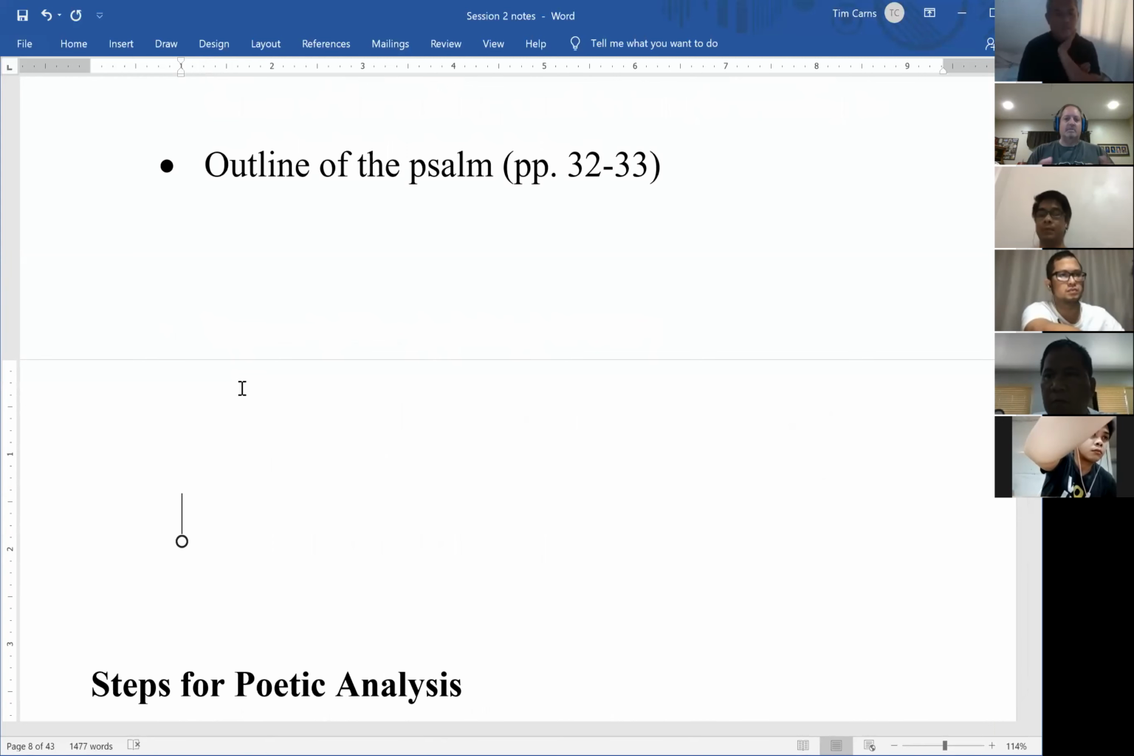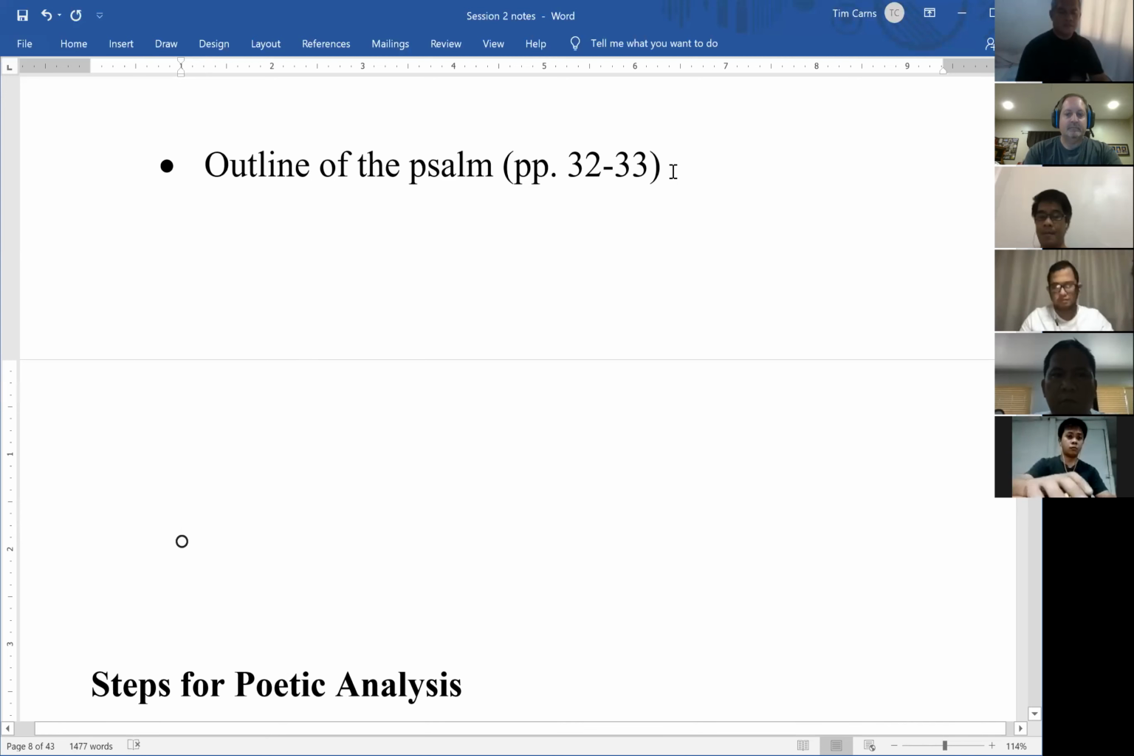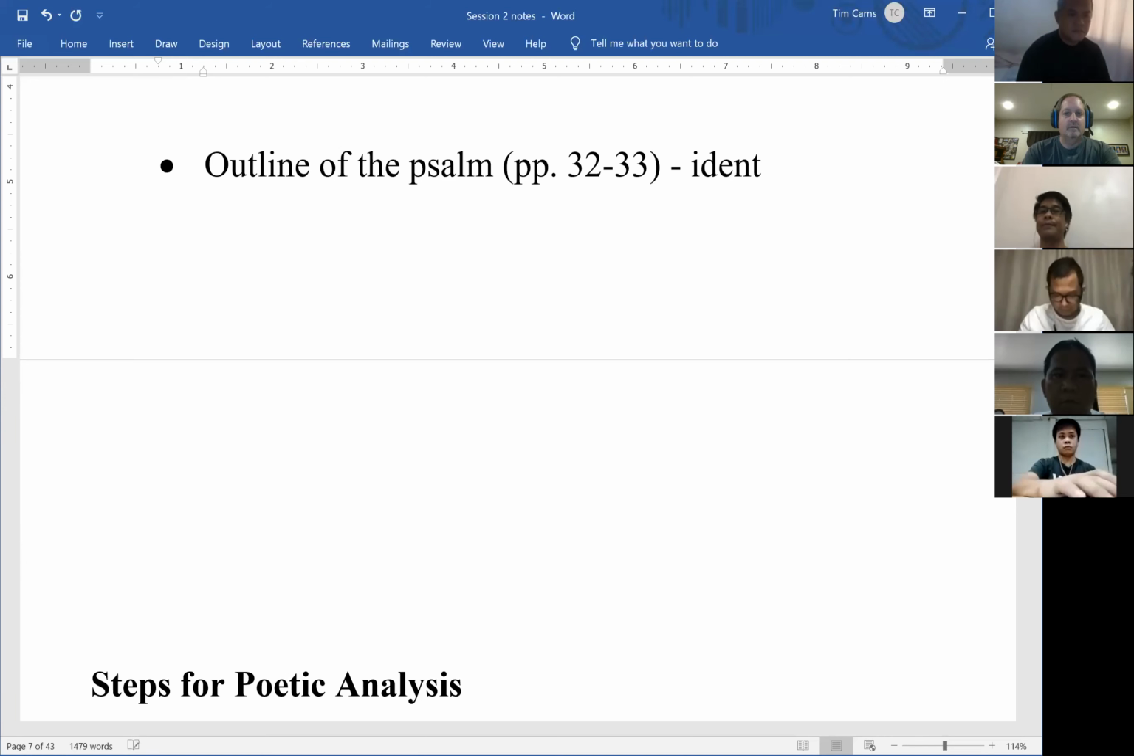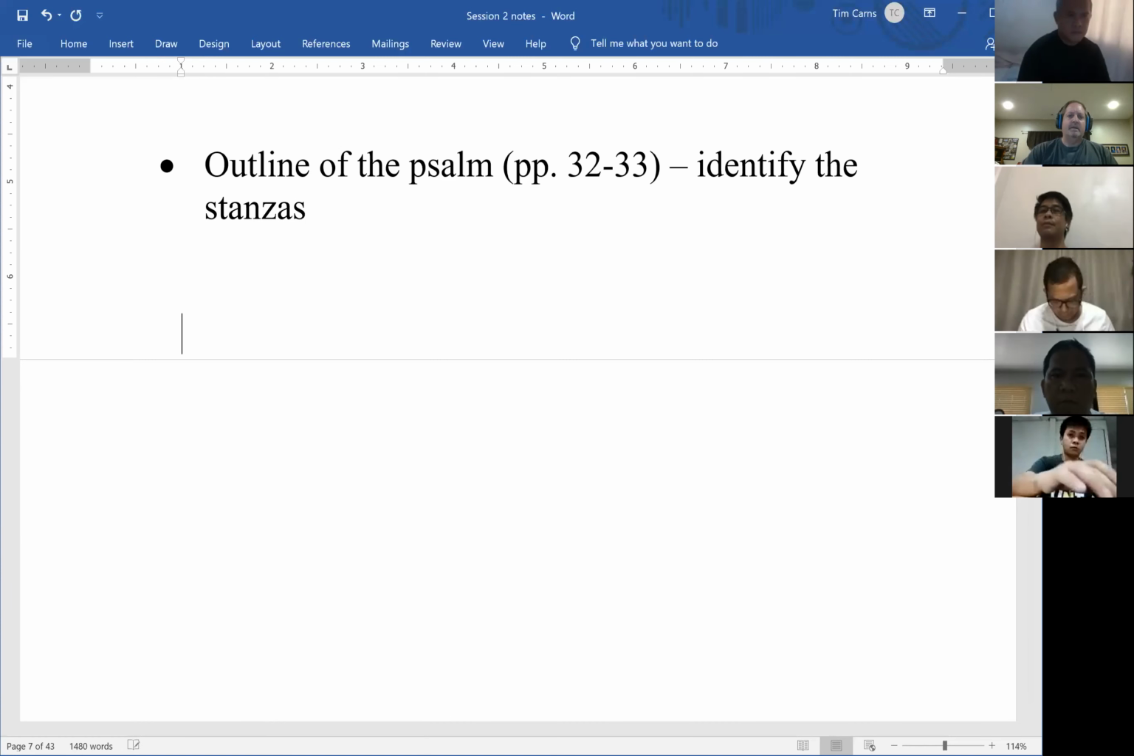And then the next part of this, as we're looking at the first step in poetic analysis: read through the poem several times and make observations. The second step is to identify the setting of the psalm, as well as its type, and also an outline. Can you identify the stanzas? What were some ways that we did that? How can you identify stanzas within a particular psalm?